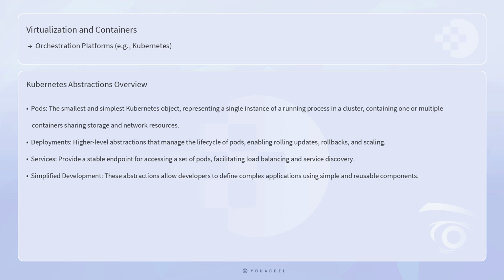Kubernetes also includes several abstractions that simplify container orchestration. Pods, the smallest and simplest Kubernetes object, represent a single instance of a running process in a cluster. Pods can contain one or multiple containers that share storage, network resources, and a specification for how to run the containers. Deployments are higher-level abstractions that manage the lifecycle of pods, enabling rolling updates, rollbacks, and scaling. Services provide a stable endpoint for accessing a set of pods, facilitating load balancing and service discovery. These abstractions allow developers to define complex applications using simple and reusable components.